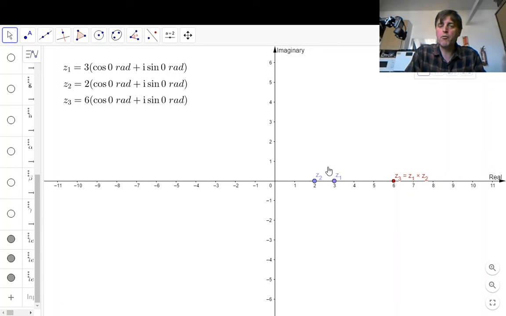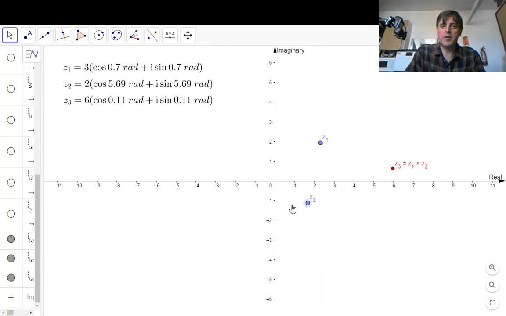Now I've constrained the numbers, so I've constrained Z1 to always have a modulus of 3 here, and I've constrained Z2 to always have a modulus of 2. So if I just move that one around, you can see I can move them around, but Z1 is always going to have a modulus of 3 and Z2 is always going to have a modulus of 2. And as I move them around, have a look at the modulus of their product, the number we get when we multiply those two numbers together.